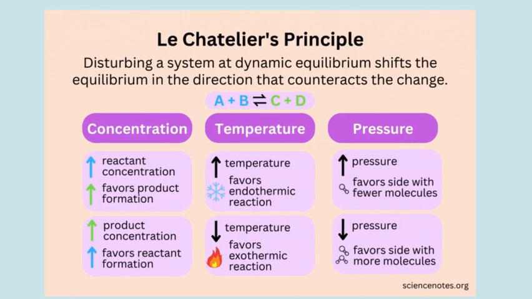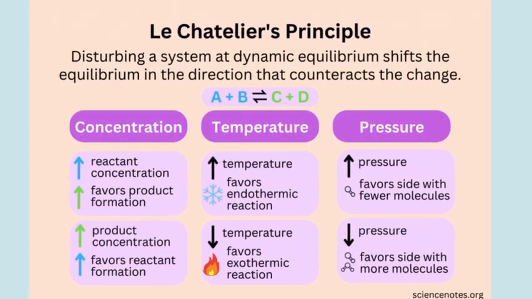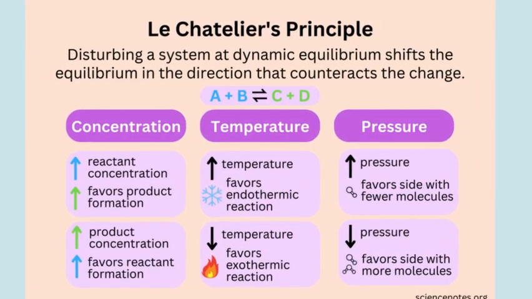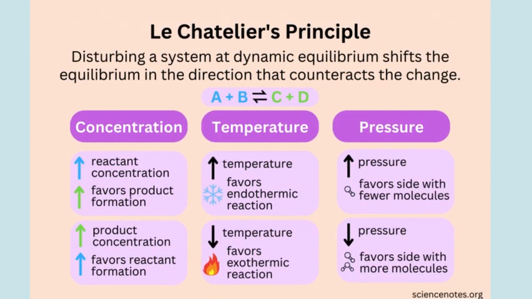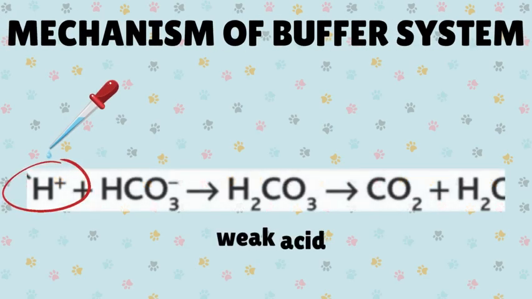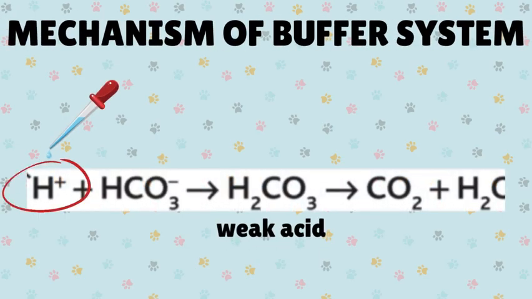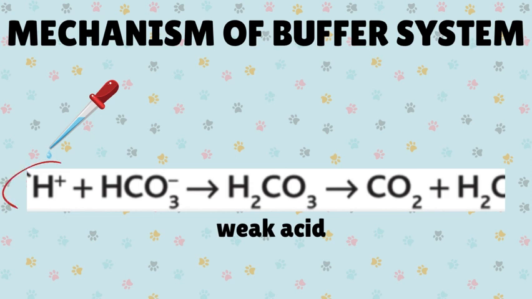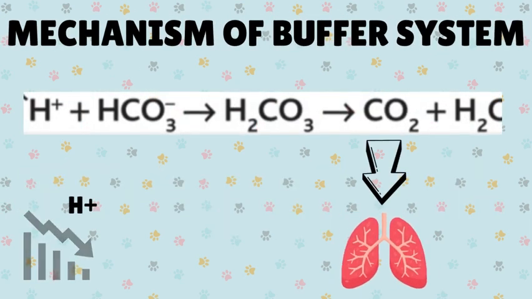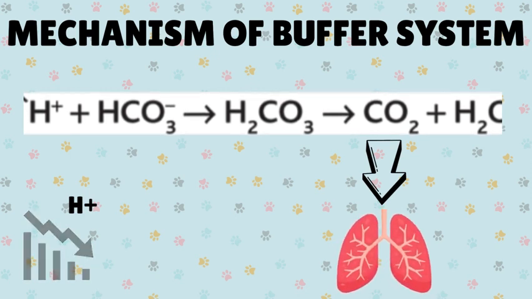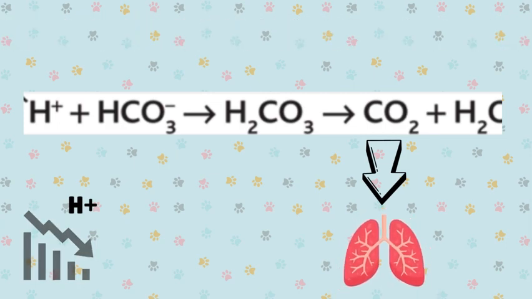The equilibrium is largely controlled by Le Chatelier's principle, which states that when stress is applied to a system in equilibrium, the reaction will shift in a direction that will reduce the stress. When we have too many hydrogen ions, which means acidosis, hydrogen ions will bind with bicarbonate ions to form carbonic acid, which dissociates into carbon dioxide and water molecules. As a result, hydrogen ion concentration in the extracellular fluid will be decreased. The carbon dioxide formed will then be expelled through exhalation.